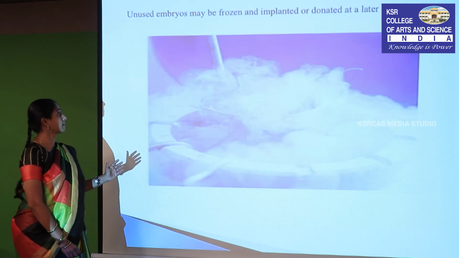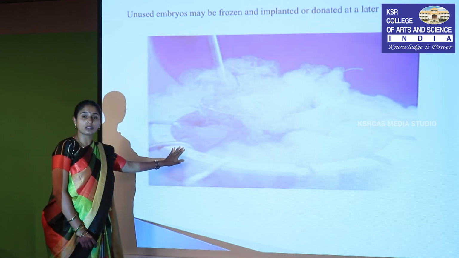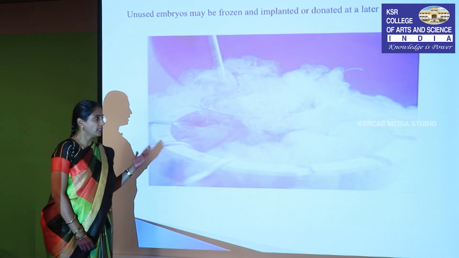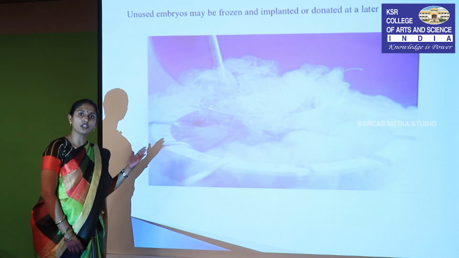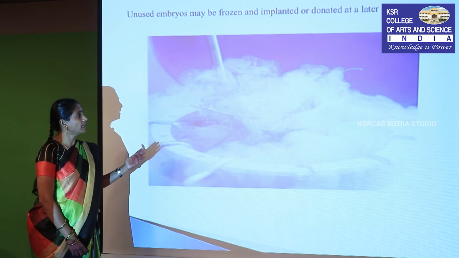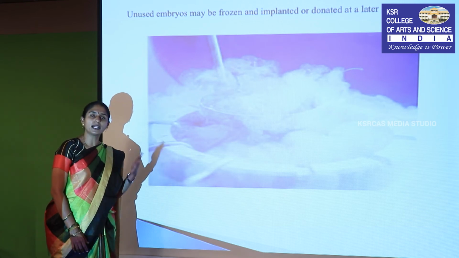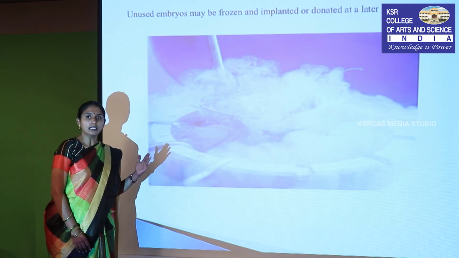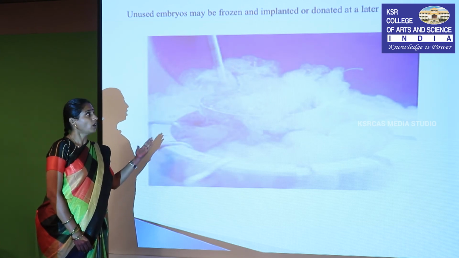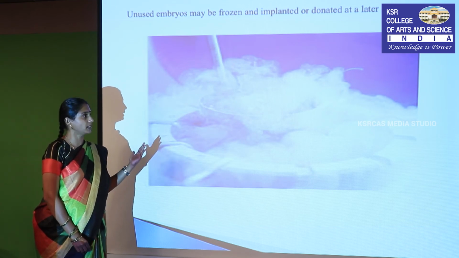Next. Unused embryos may be frozen. This process is known as cryopreservation. They store the unused embryos in liquid nitrogen by using a cryoprotectant. Then the process is called cryopreservation, and the embryos may be implanted or donated at a later date. If the implantation fails for the particular couple, they will use the frozen embryos, or they will donate their embryos to some other woman to help her get fertility.